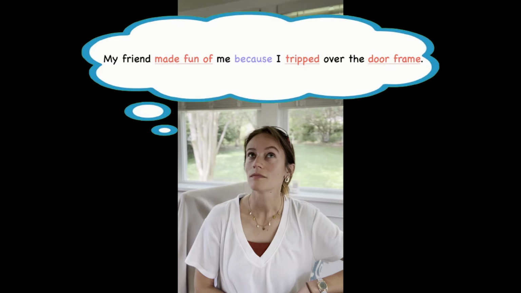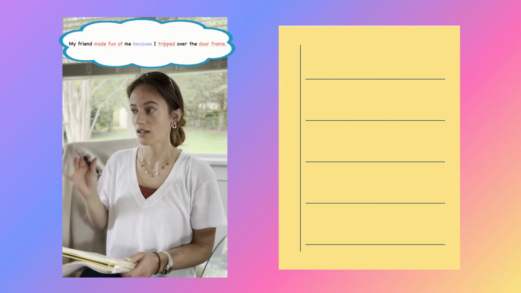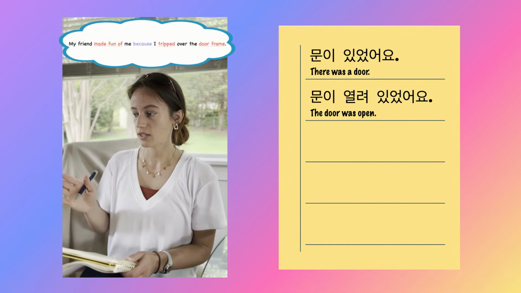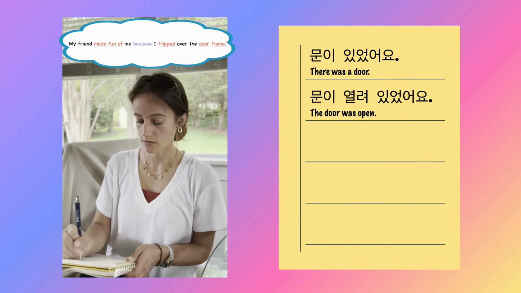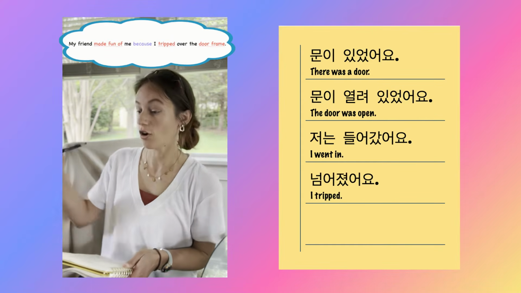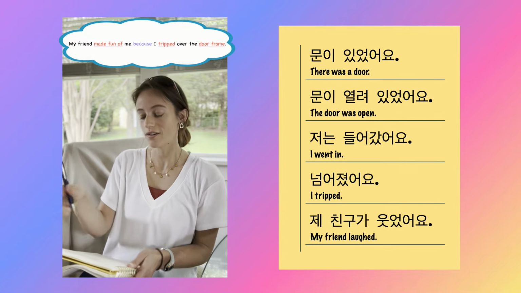For example, if you want to say, my friend made fun of me because I tripped over the door frame, and you don't know half the vocab or grammar in this sentence, break it down into short sentences with words that you do know. 문이 있었어요. 문이 열려 있었어요. 저는 들어갔어요. 넘어졌어요. 제 친구가 웃었어요. And now you've just marked off 5 sentences right there.